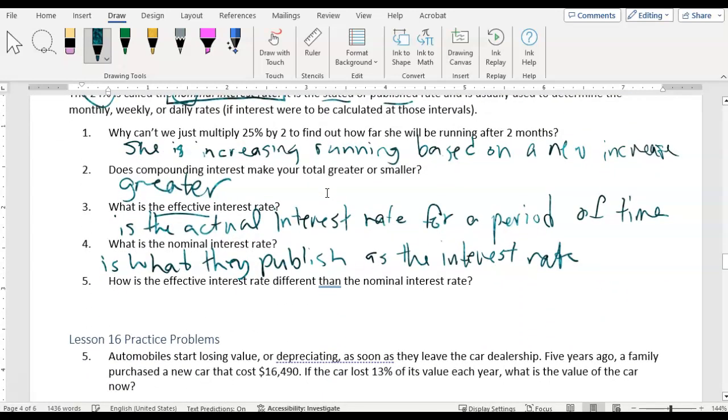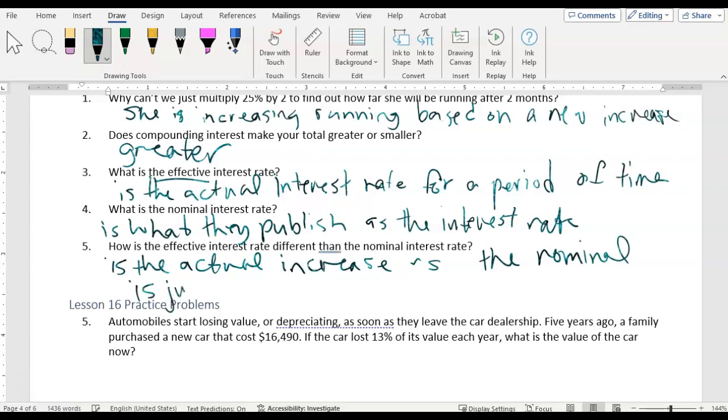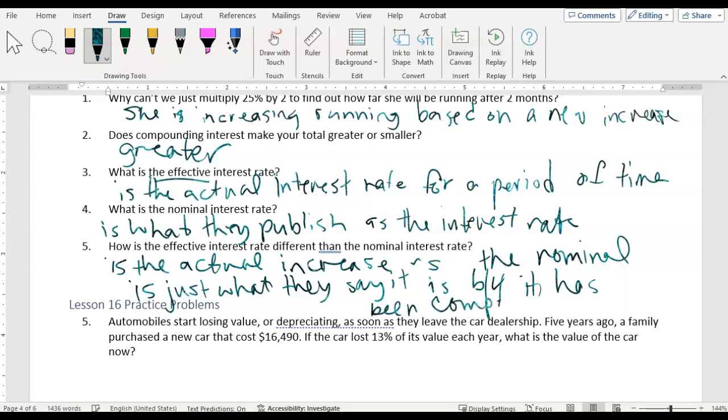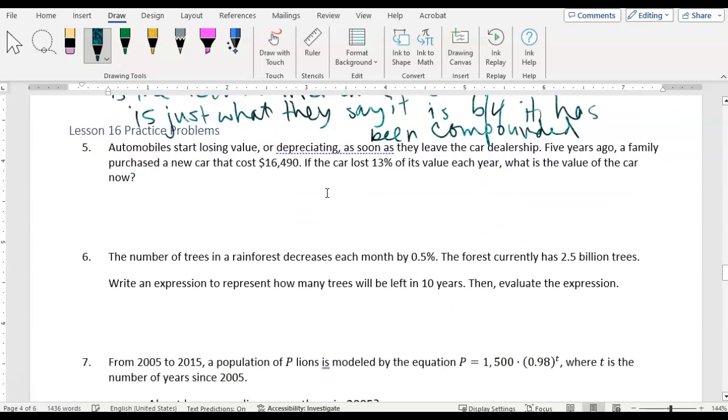How is the effective interest rate different than the nominal interest rate? So the effective interest rate is the actual increase versus the nominal is just what they say it is before it has been compounded. So let's look at some homework examples, and then we can get into looking at how this actually functions.